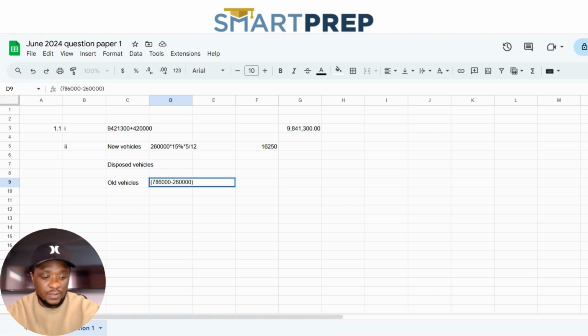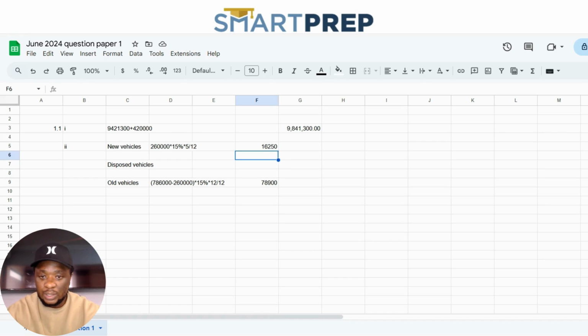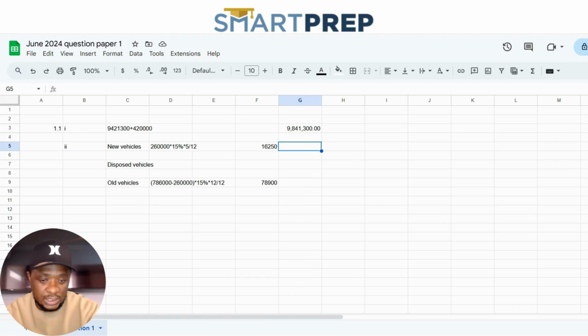And then once you have that cost of the old vehicles, you then will multiply by 15%. And in this case, we don't even need to apportion because basically 12 over 12, which is 1, and that will give us 78,900. And then what we do with that information is that we would add both of these to get our number 2. So our depreciation on vehicles is basically 95,150. All right, so that is it. Pretty straightforward. Hope everyone understands.